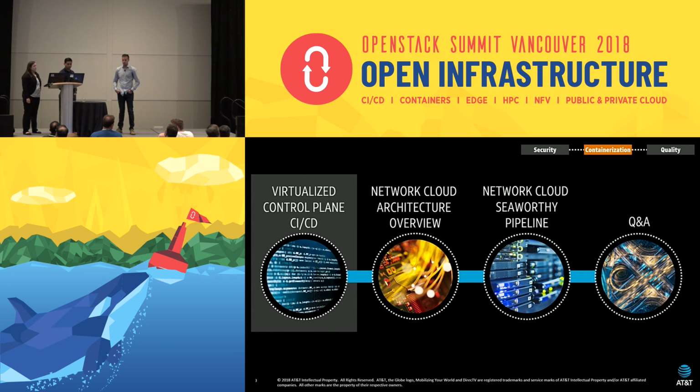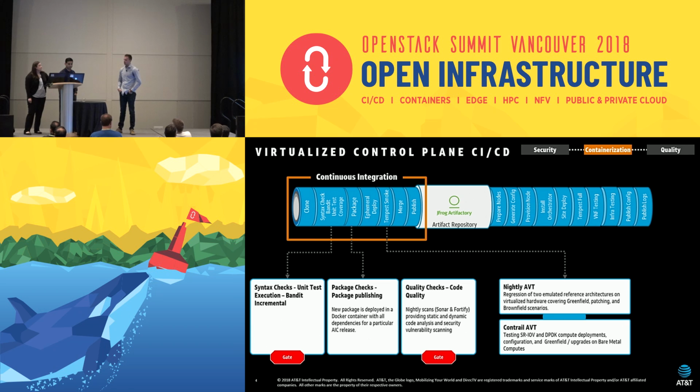Okay, start off with virtualized control plane CICD. Again, this is our basic Jenkins pipeline. I've highlighted the box towards the left. That's the part we'll be focusing on mainly on this slide. This is the CI part. This whole pipeline is what our code goes through with every merge to our CI infrastructure. Each section in that pipeline is basically a gate.